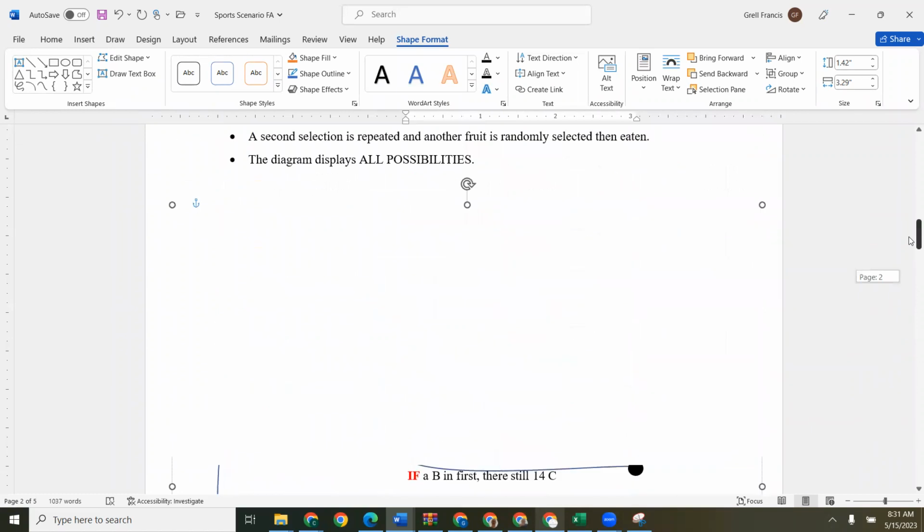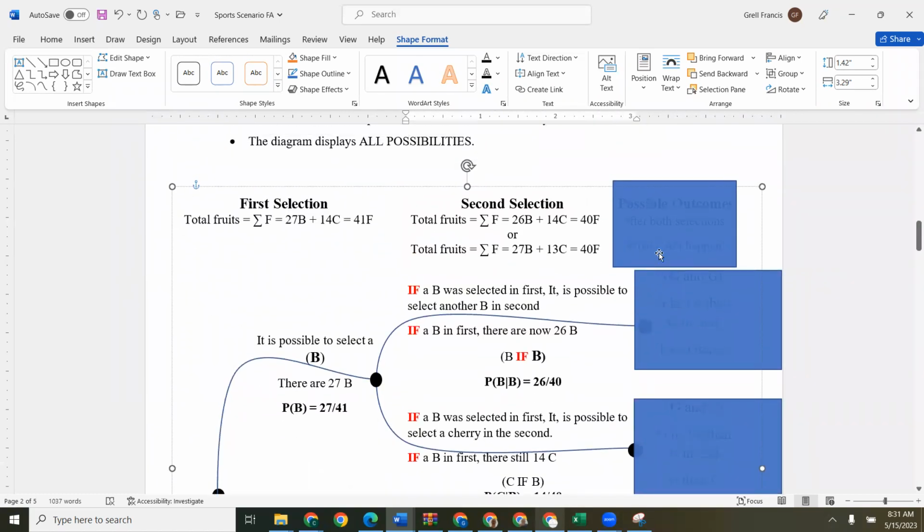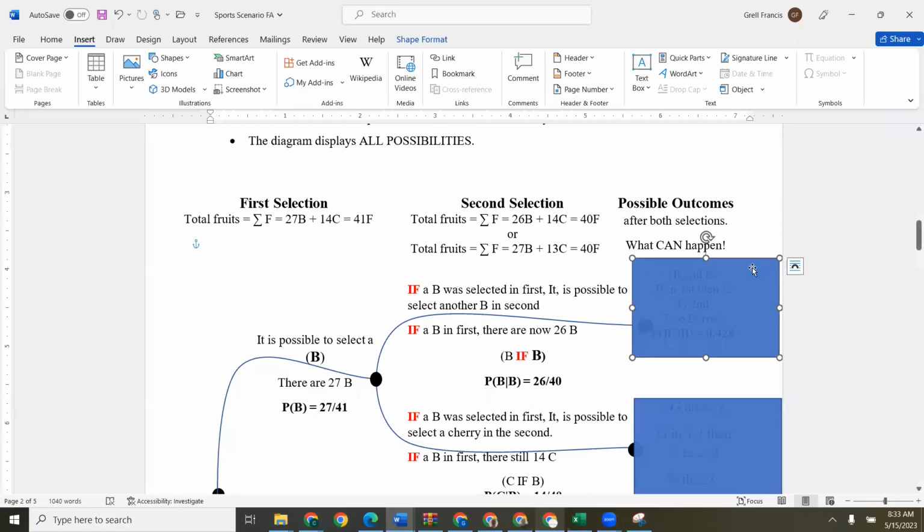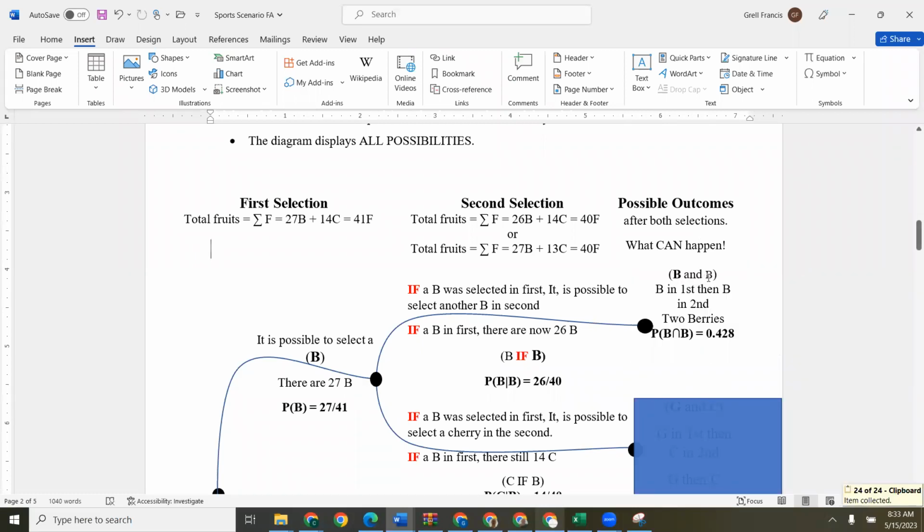Now to analyze the outcomes, we've got to multiply along the branches, okay? So after both selections have taken place, what can happen? It's possible for her to select a berry and a berry. Bear in mind, we are using the word and. So therefore, berry and berry. Berry in the first, then berry in the second. That's two berries. So the probability of berry and berry is 27 over 41 times 26 over 40. That will give us 0.428.